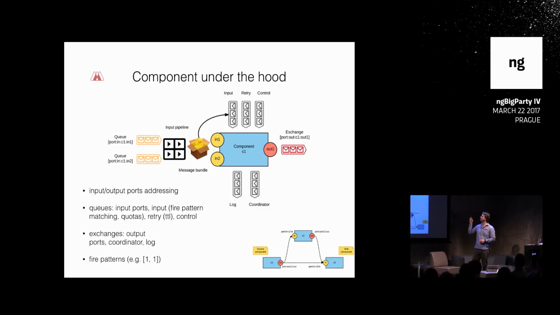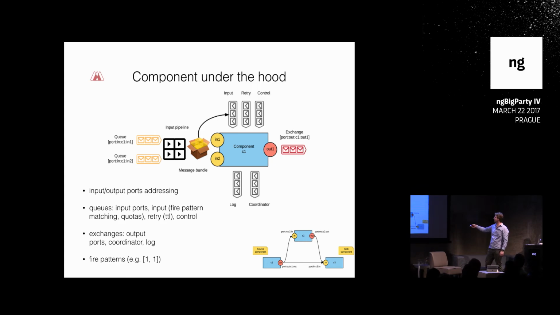Right, and then there is the last internal queue, which is the control queue, and that's where the component receives lifecycle messages from the coordinator of the flow. So those are like start, stop, reload, and others. The coordinator exchange contains messages that the component sends as replies to the control lifecycle messages. So it says like, I'm started, I'm stopped, right? So those two are very related. And then we have the log exchange. It's just used for sending logs, and then it goes to Logstash and then to Elastic.